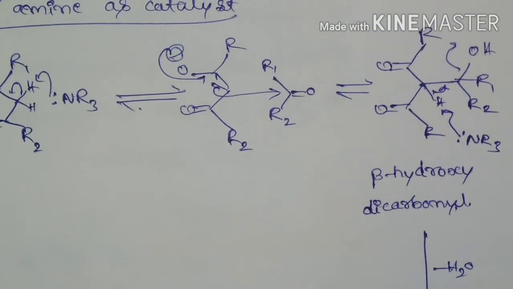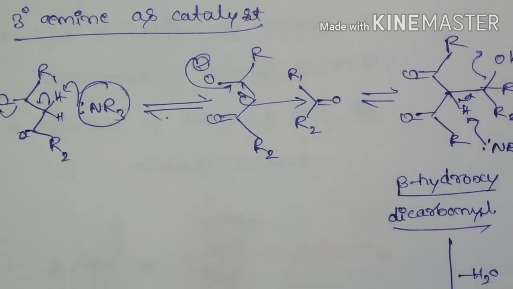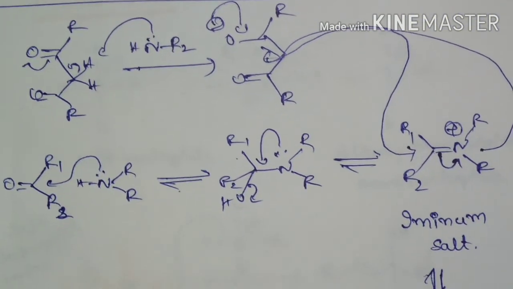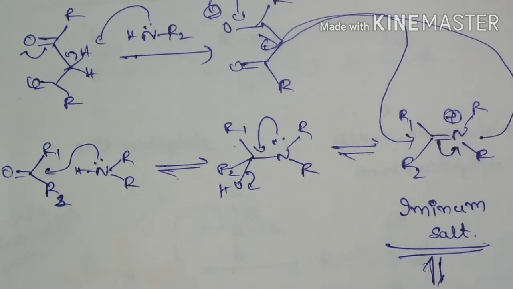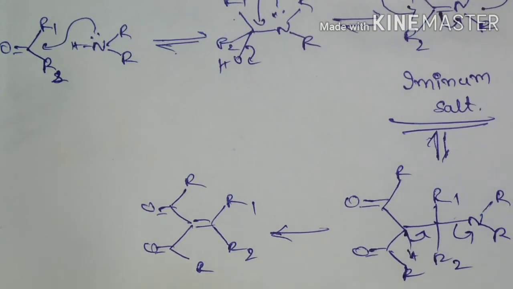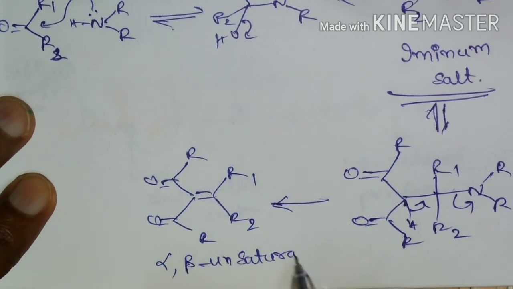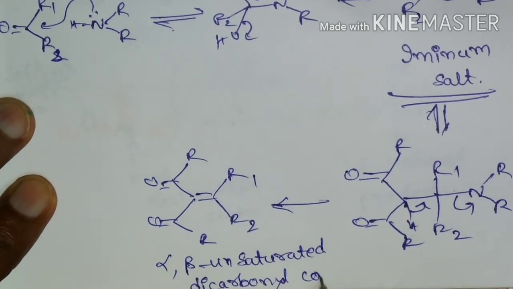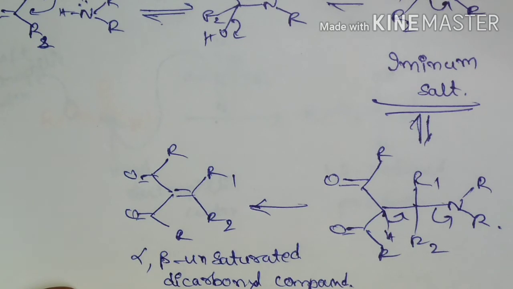So if we use a tertiary amine, beta hydroxy dicarbonyl will be the intermediate, and if we use a primary or secondary amine, an iminium salt will be the intermediate. Finally we get the same product, that is the alpha beta unsaturated dicarbonyl compound. So these are the important aspects regarding Knoevenagel condensation. Thank you.